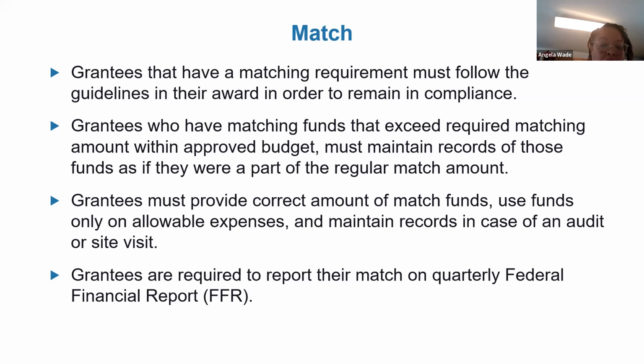Also, match is reported on your federal financial reports. You need to make sure you're reporting your match out on there. And be mindful, DOJ does not dictate dates for when you need to meet your match requirement, but you do need to meet that match requirement by the time your award program ends. So keep that in mind. Also with match, again, you want to make sure that you have included that within your budget and you're reporting it out correctly.